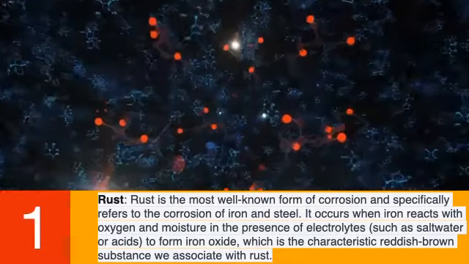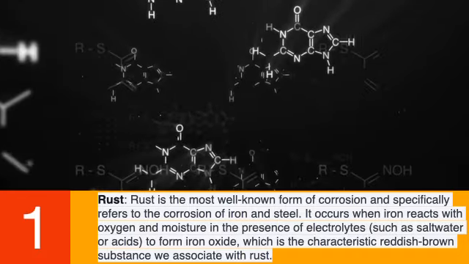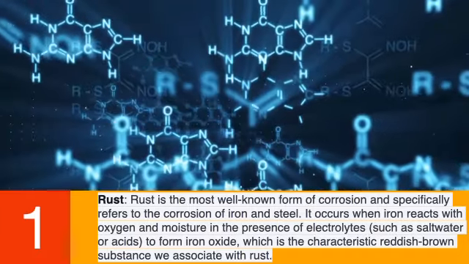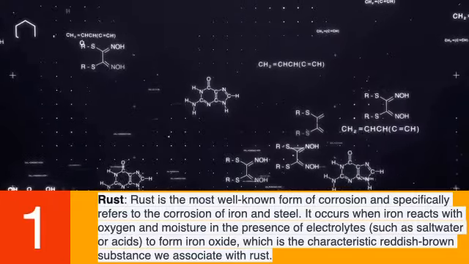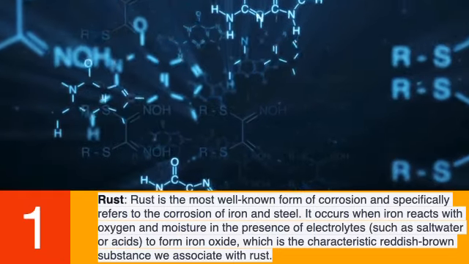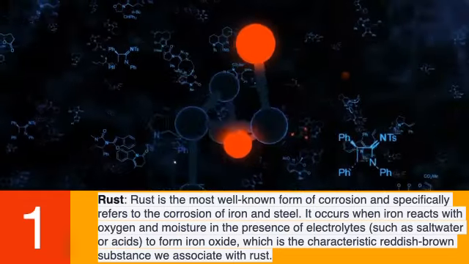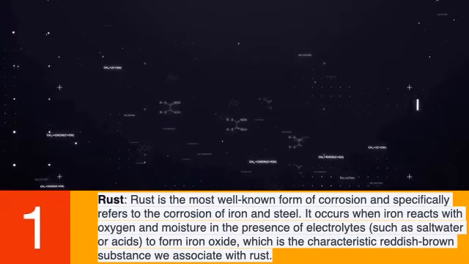Number 1. Rust. Rust is the most well-known form of corrosion and specifically refers to the corrosion of iron and steel. It occurs when iron reacts with oxygen and moisture in the presence of electrolytes, such as salt water or acids, to form iron oxide, which is the characteristic reddish-brown substance we associate with rust.